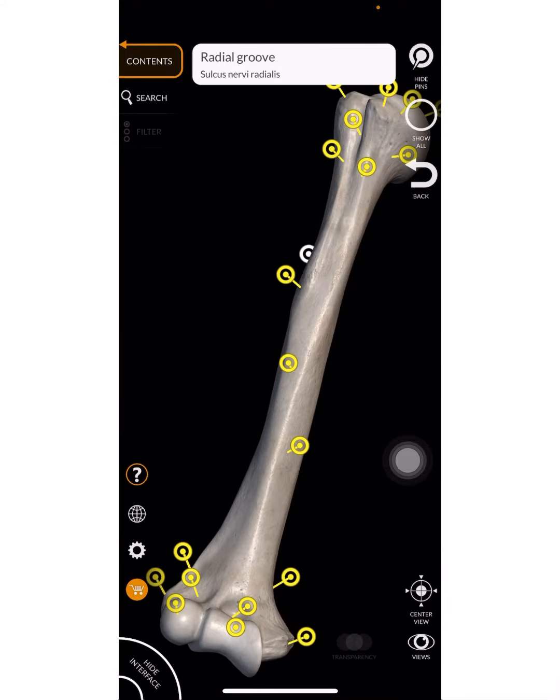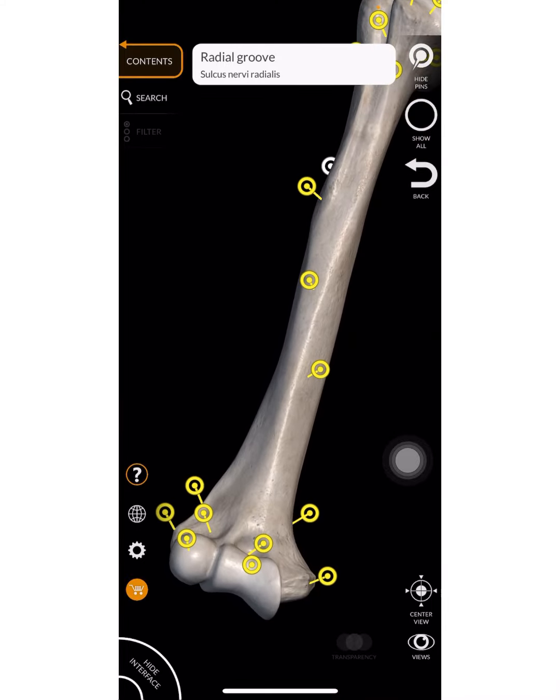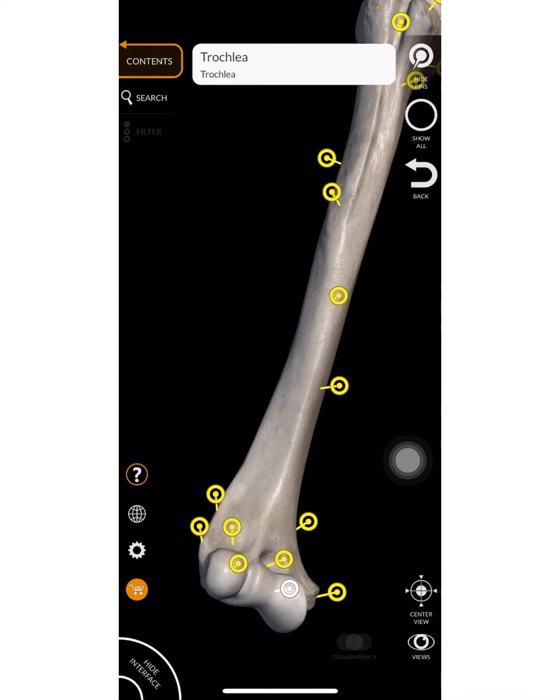Then we have the distal end. We have a pulley-shaped structure called the trochlea. This is the trochlea. You can see that white pin, it's called the trochlea. And then we have the head-shaped structure, which is the capitulum.